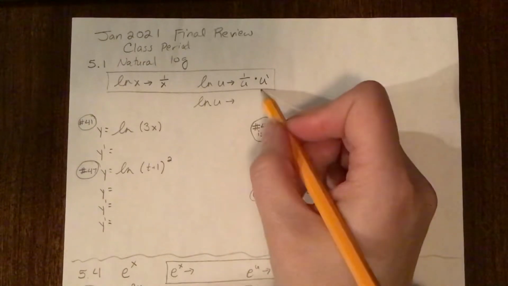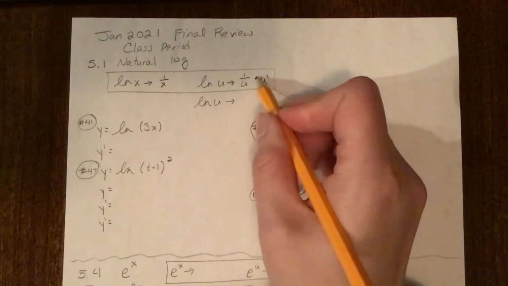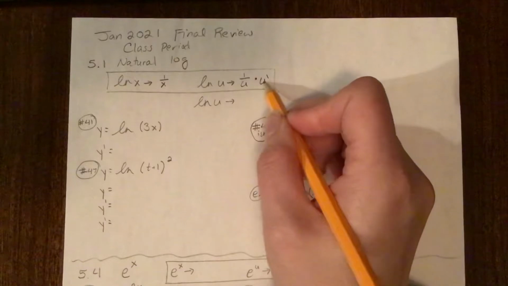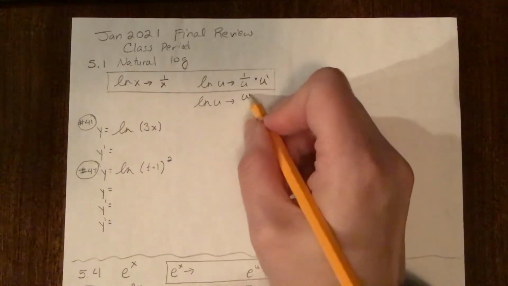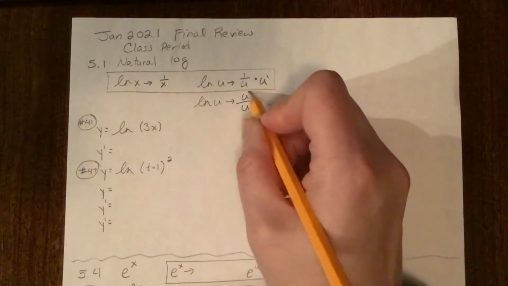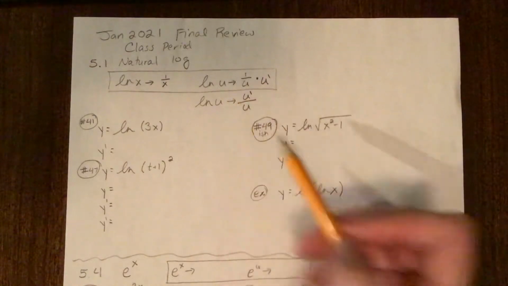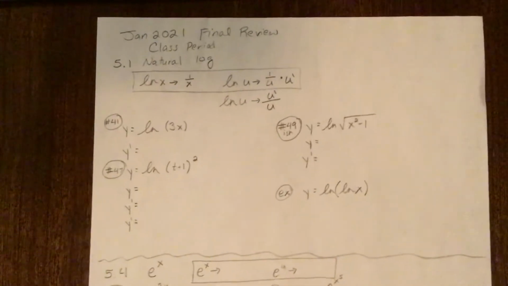Now, you could write that slightly differently because u prime is multiplied times this fraction. You can multiply u prime times 1, so u prime could be on top of the fraction. So either one of these is valid. Let's jump right into number 41.